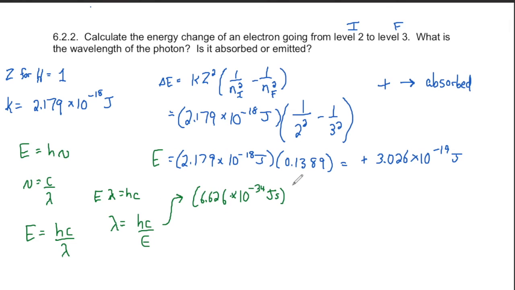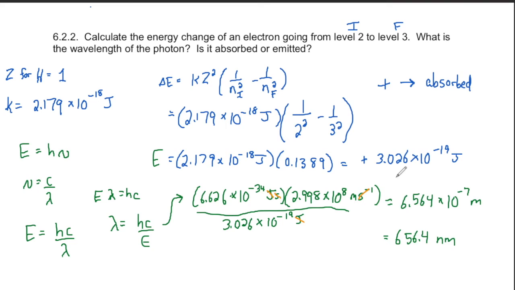Planck's constant is 6.626 times 10 to the negative 34 joule seconds. The speed of light is 2.998 times 10 to the 8 meters per second. And our energy of this photon is 3.026 times 10 to the negative 19 joules. So the joules will cancel, the seconds will cancel, and we'll be left with meters, which is appropriate for wavelength. And this comes out to be 6.564 times 10 to the negative 7 meters, or 656.4 nanometers.